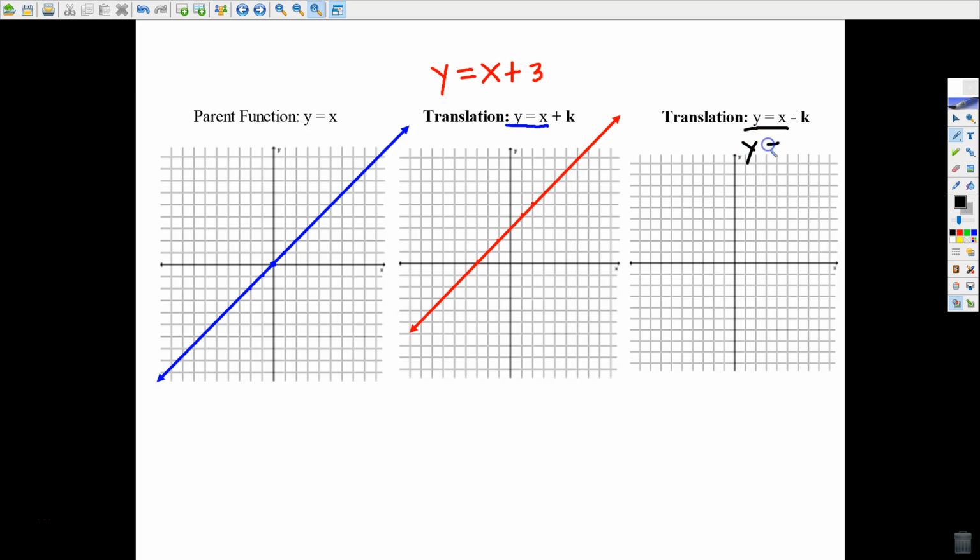So let's just do a quick little example. The parent is, you can see it, y equals x. And that's like saying move the parent function down 2 places. So the parent started at the origin, and every point on the parent gets shifted 2 places down.